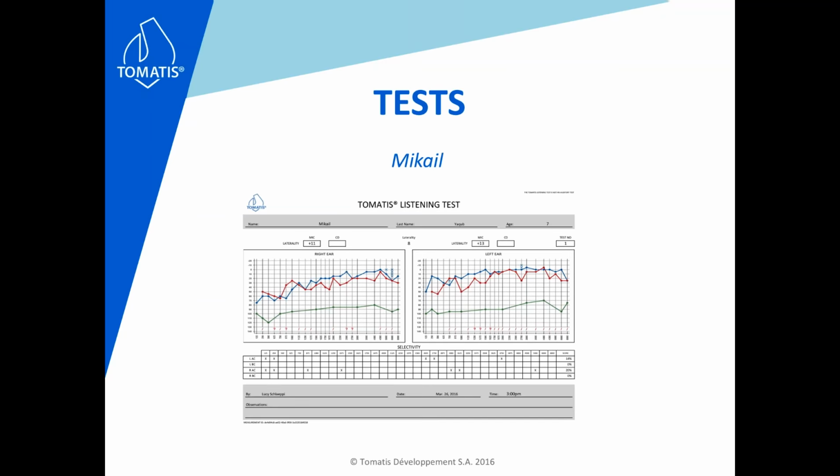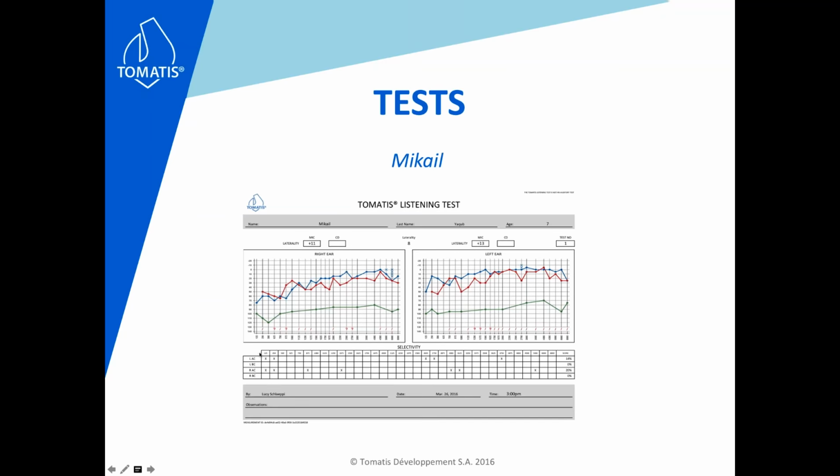Then the selectivity is very important because it has a linguistic function, it has a cognitive function, and it has an emotional function. Okay, so Tomatis used to talk about a curtain. You pull a curtain to protect yourself. So it protects in an emotional way.